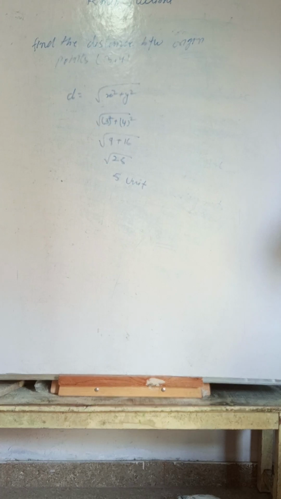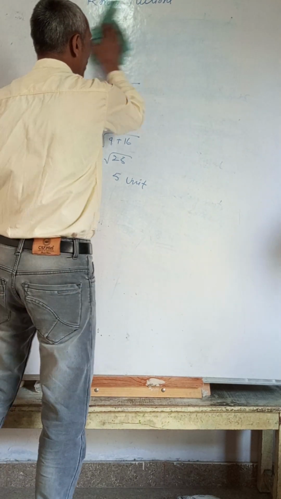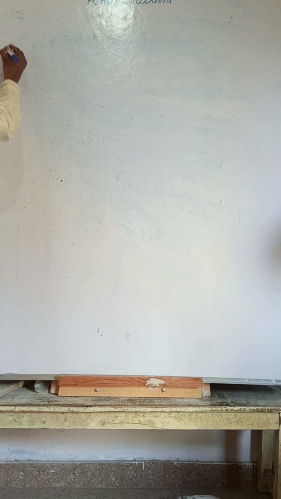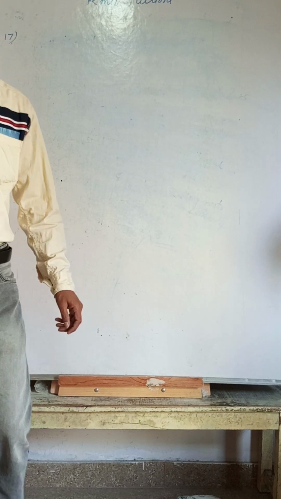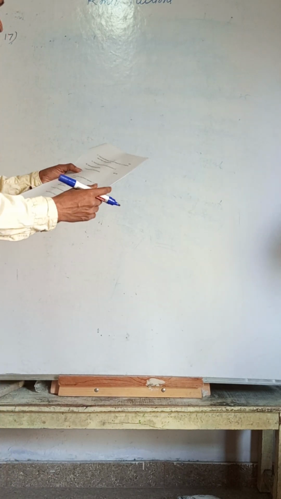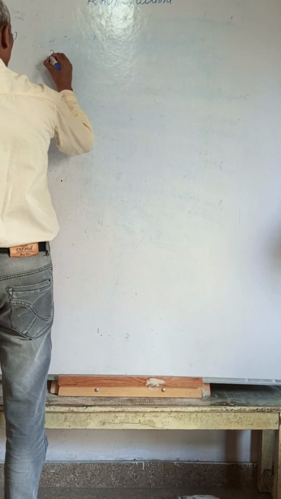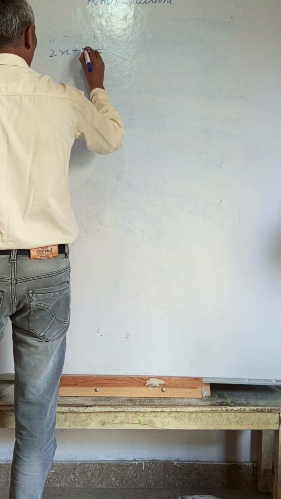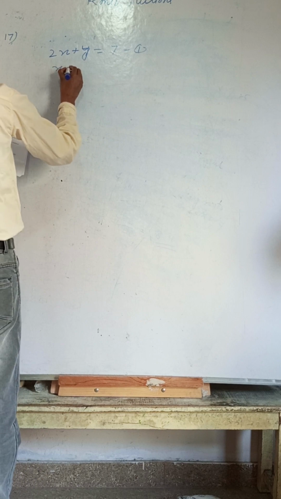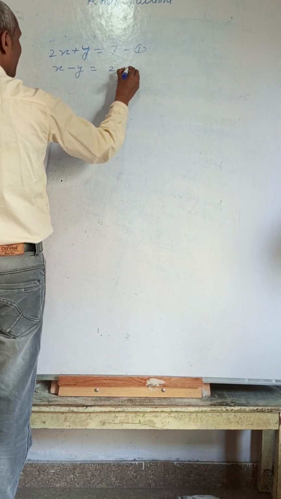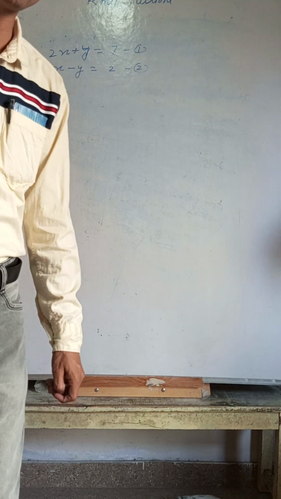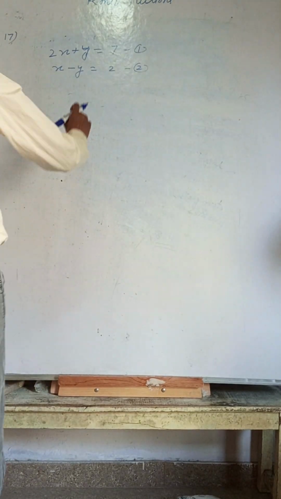I hope you are understanding it well. Next we are going to take the next question, question number 17. Solve the given pair of linear equations. 2x plus 7y is equal to 7, equation number 1, and x minus y is equal to 2, equation number 2. We have to find the values of x and y. Solve our linear equations with two variables.